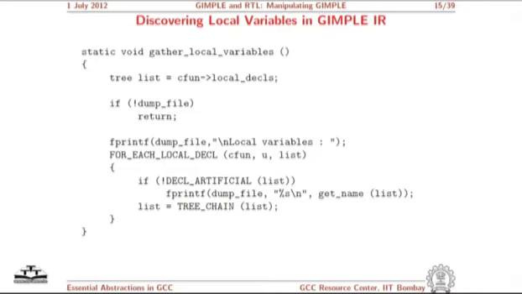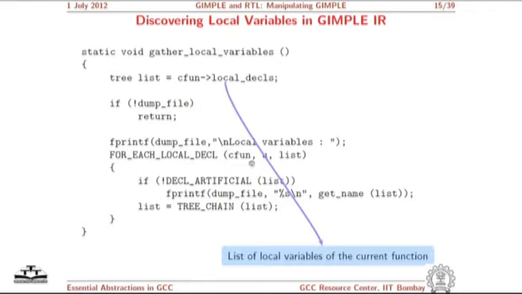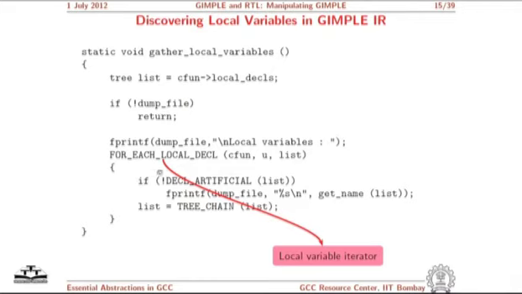How do I get that global variable? I can say push cfun, pop cfun, we will see those examples later. But there is a notion of a current function which is held in this variable called cfun. So, I can say this is the list of the variables of the current function. I can get the name of the current function as well. If I do not have a dump file, if it has not been opened, I do not want to print it, I simply return. Otherwise, for each local declaration, this is the iterator on the local variables.